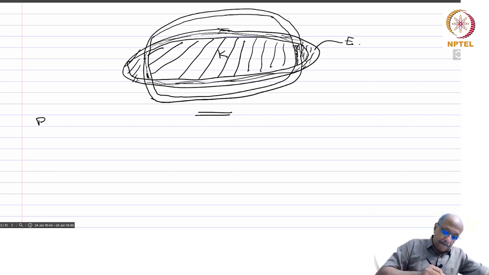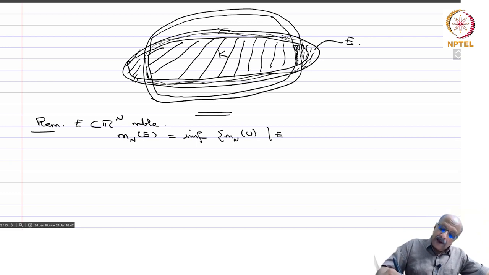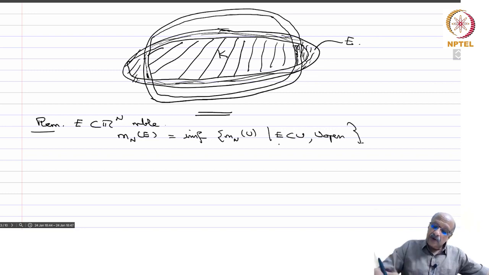So remark. You have E contained in Rn measurable. Then on one hand you have Mn of E is equal to the infimum of Mn of U, E contained in U, U open. So this means the open sets determine the measure of any set, open sets which contain E. So this is called outer regular.